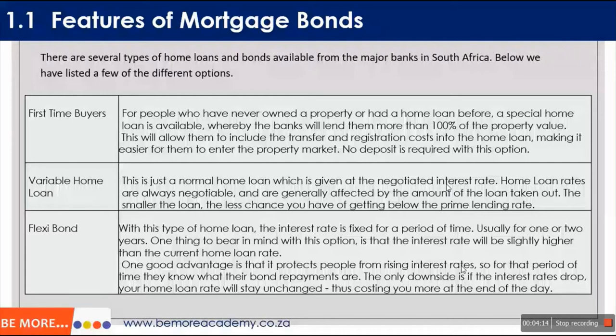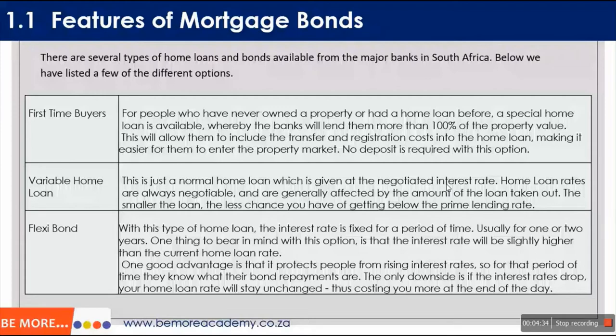Variable home loan. This is just a normal home loan which is given at a negotiated interest rate. Home loan rates are always negotiable and are generally affected by the amount of the loan taken out. The smaller the loan, the less chance you have to get below the prime lending rate.